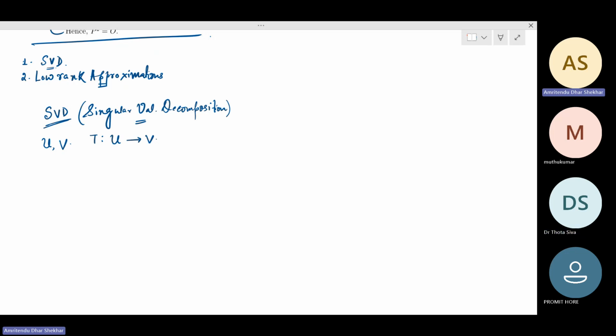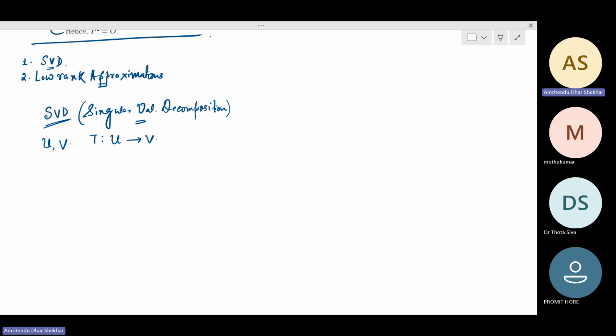Okay, so let me first state what singular value decomposition is, and then let's look at some of the applications before looking at the proof of the singular value decomposition. So the statement is as follows.